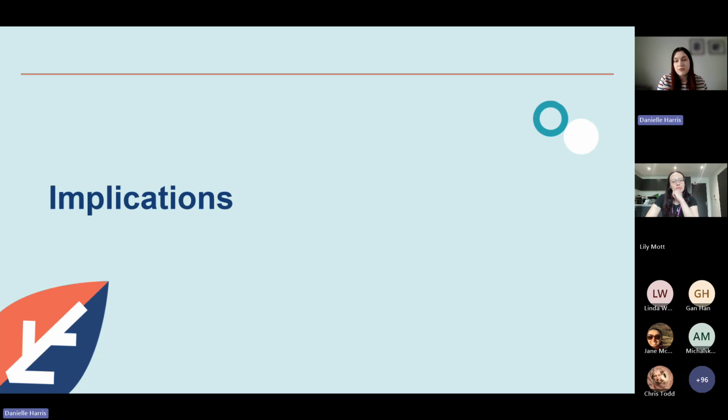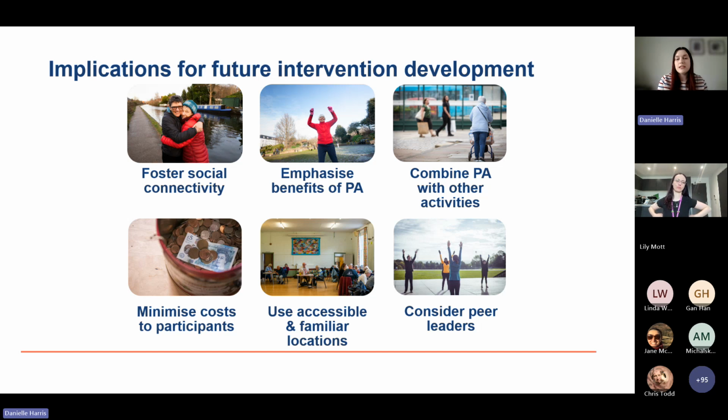So based on the findings of this review then, we propose 6 implications for the future development of physical activity interventions that are acceptable amongst older adults with lower socioeconomic status. So physical activity interventions amongst this group should look to foster social connectivity. They should look to emphasise the benefits of physical activity, so not just those physical health benefits, but also those psychological and social benefits. They should look to combine physical activity with other activities that participants are already doing in order to make more efficient use of participants' time.